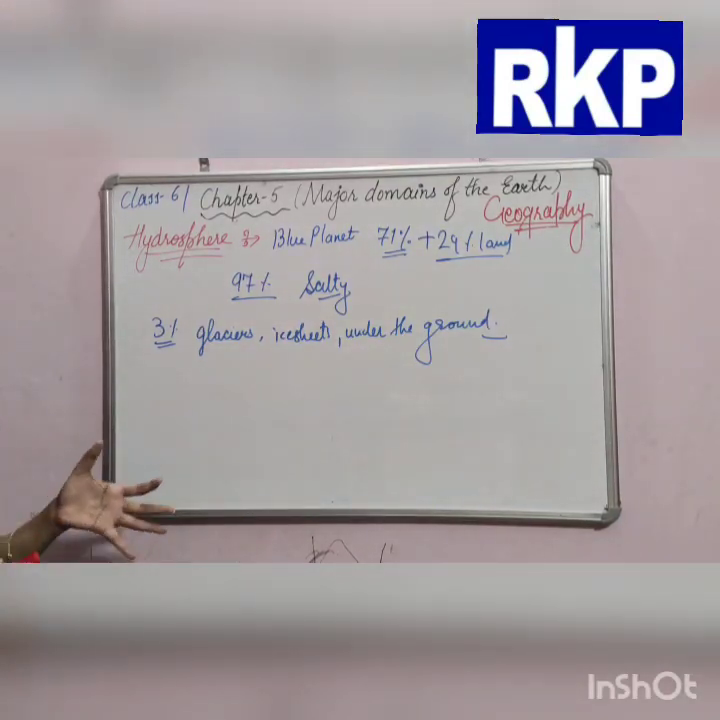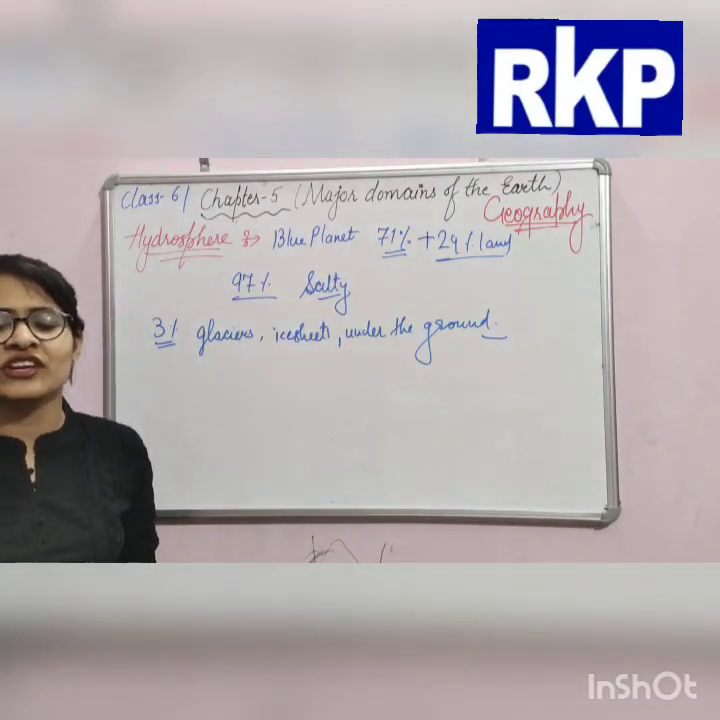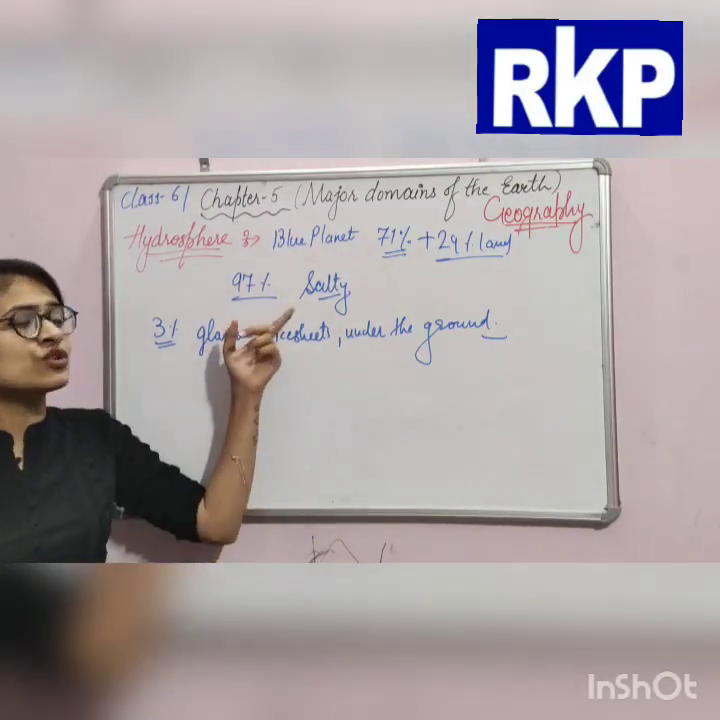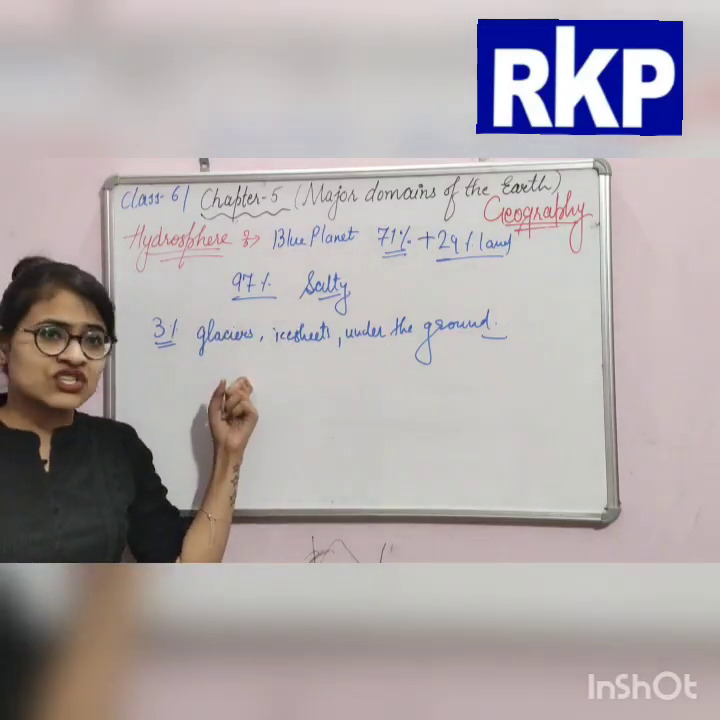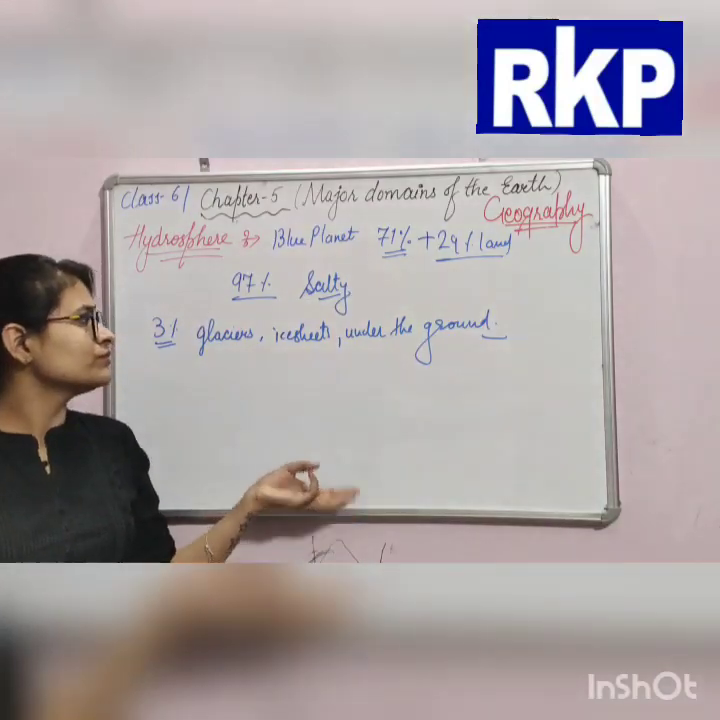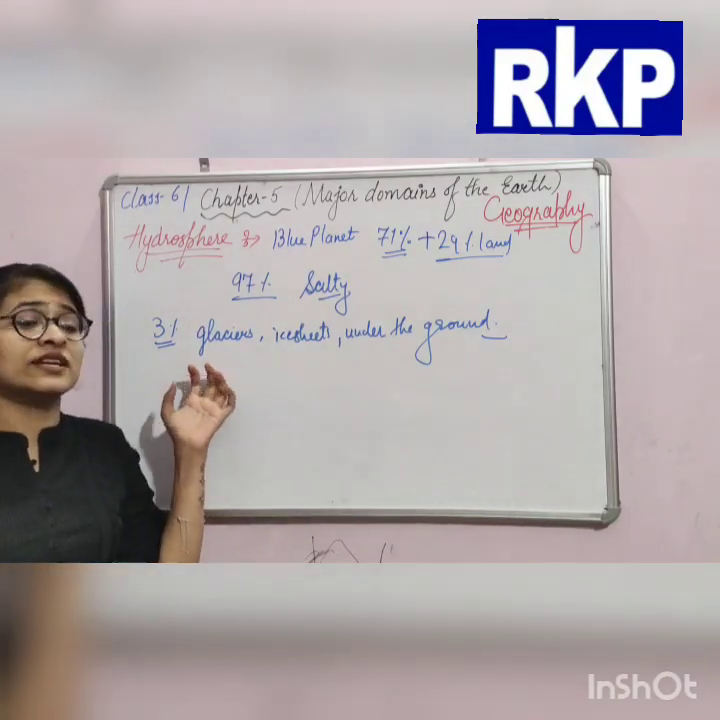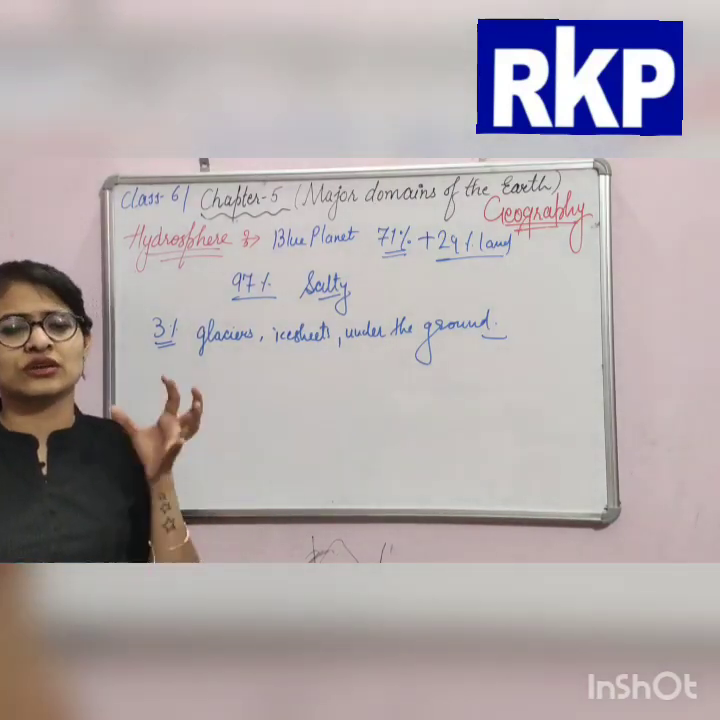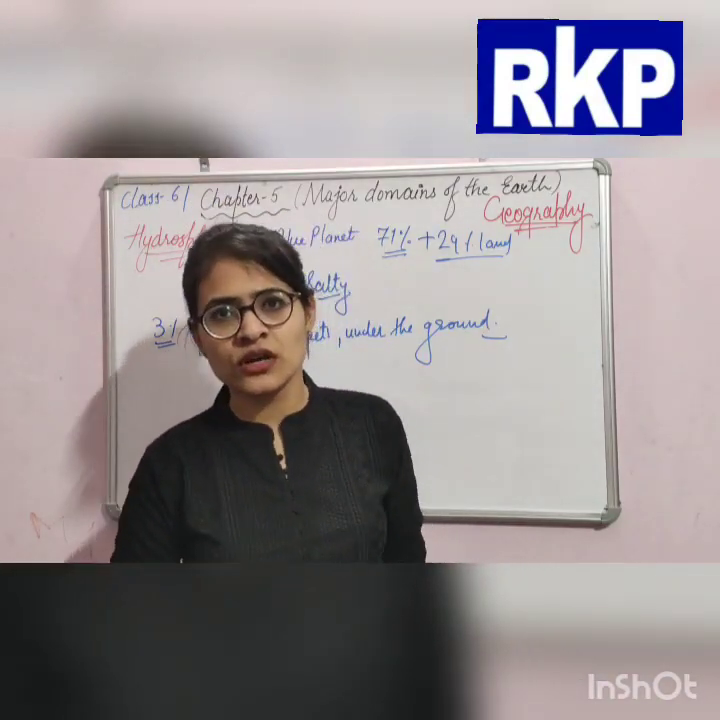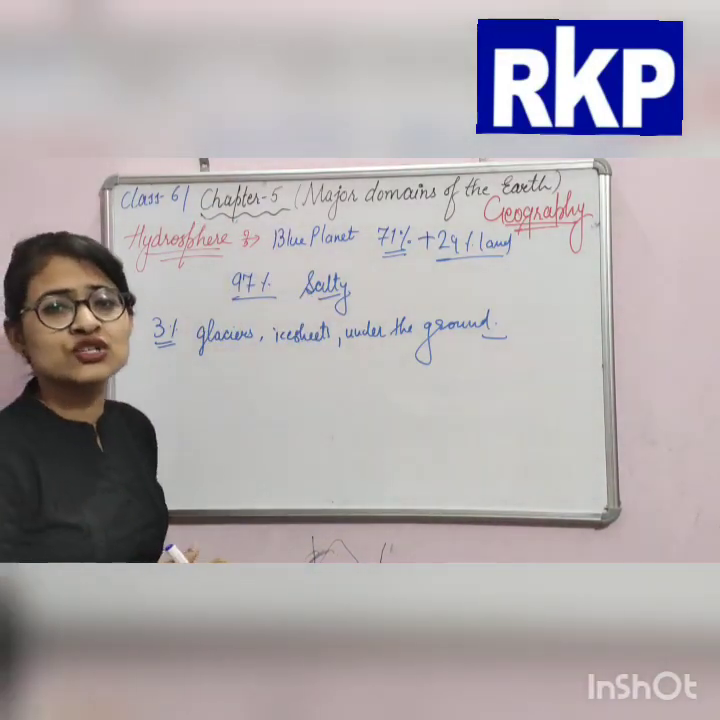Despite being a blue planet, we face a shortage of water. Why? Because only 3% is water which is not salty, and that is in the form of glaciers, ice sheets, and under the ground. We can use only fresh water, so despite being a blue planet, we face a shortage of water.